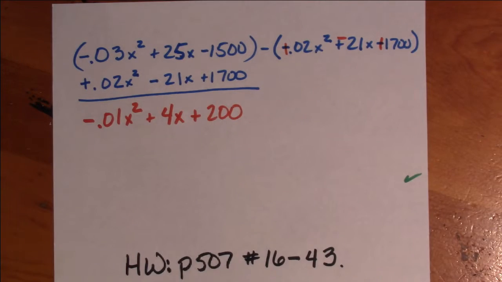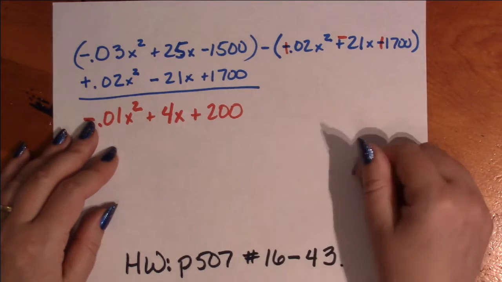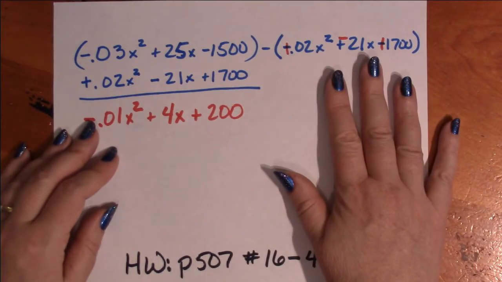Your homework for this section starts on page 507. It's numbers 16 to 43. Hopefully most of these will go rather quickly for you because you can just look at them and add the like terms. Okay? Good luck and let me know if you have any problems.